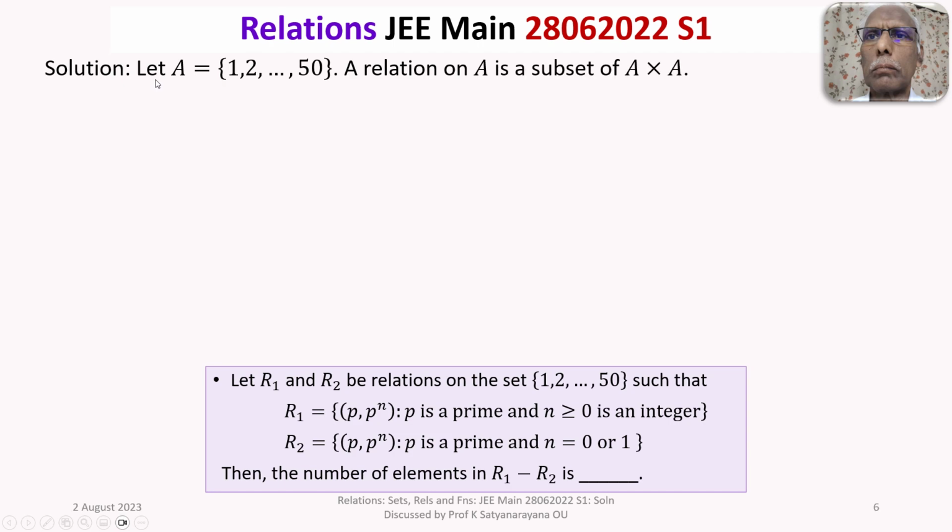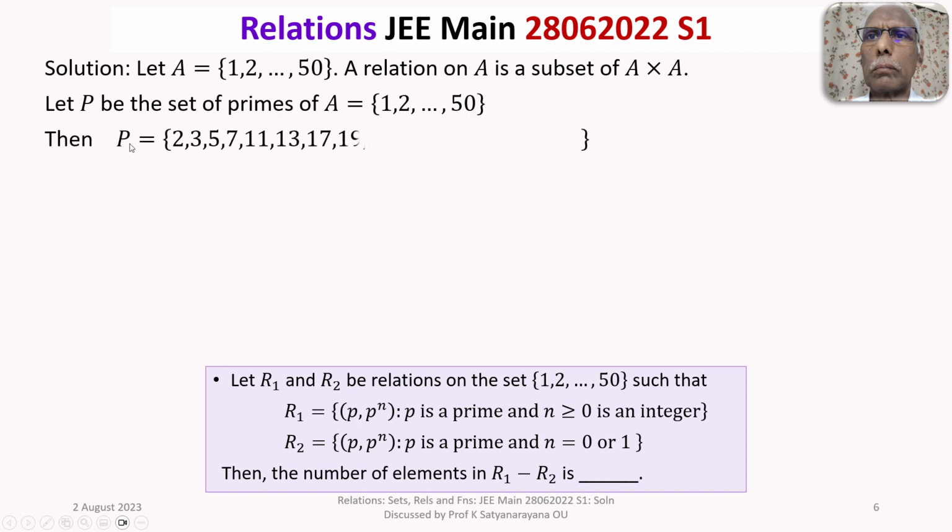Now let us name this set consisting of 1 to 50 as A and recall a relation on A is a subset of A cross A. Agreed. Let P be the set of primes in this set A, that is the set consisting of 1 to 50. Then P consists of the primes 2, 3, 5, 7, 11, etc. up to 47, because we have to get the primes from the set consisting of 1 to 50. So the last prime is 47. And there are 15 primes in number.